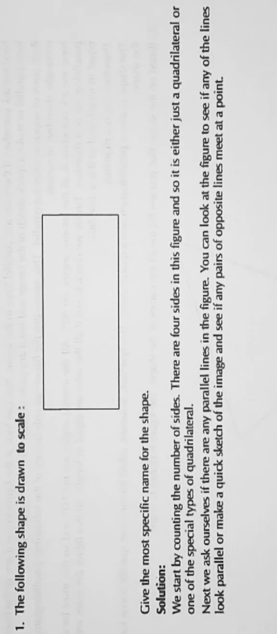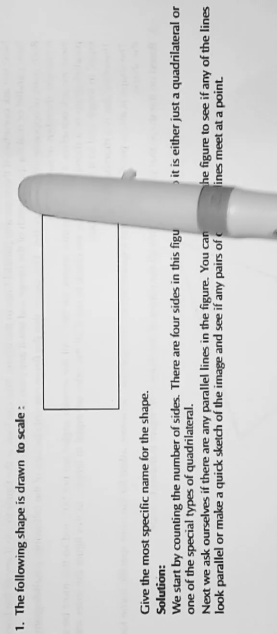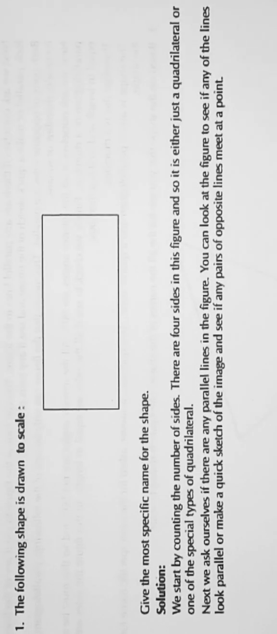We're not given this, but you have to know the properties of a rectangle: opposite sides are equal in length and also parallel to one another, and a rectangle has four angles of 90 degrees. So here we have 90 degrees in those four corners. Both pairs of opposite sides are parallel.